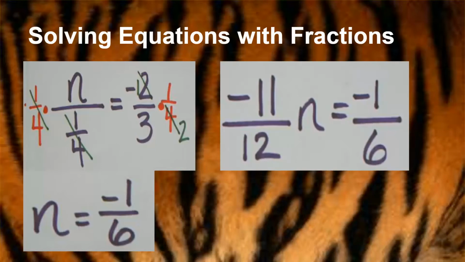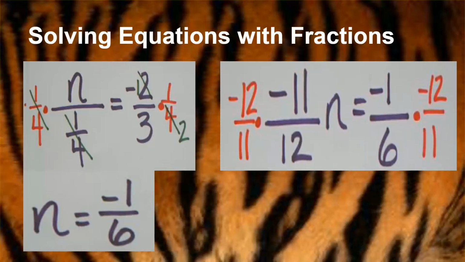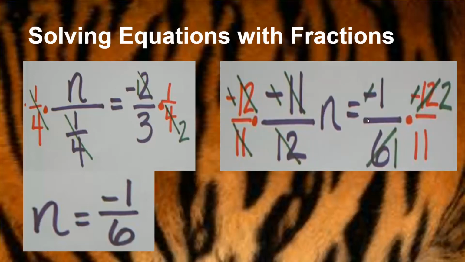Next problem, negative 11 over 12 n equals negative 1 over 6. On this one, we have to do it a little bit differently. If we multiply by the reciprocal, that would be the easiest way. Notice this one's negative, just like the original. We just flip it over, and then the 12s cancel and the 11s cancel on this side, and so do the negatives. And you're left with just n.